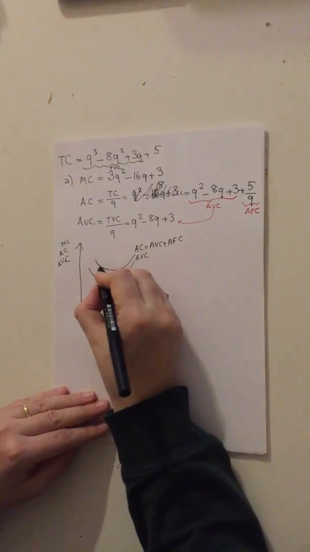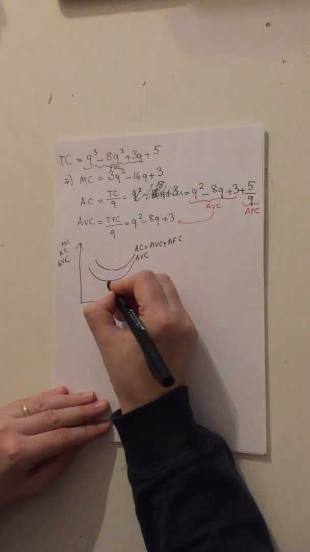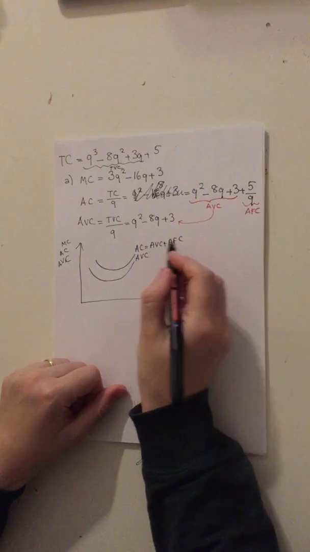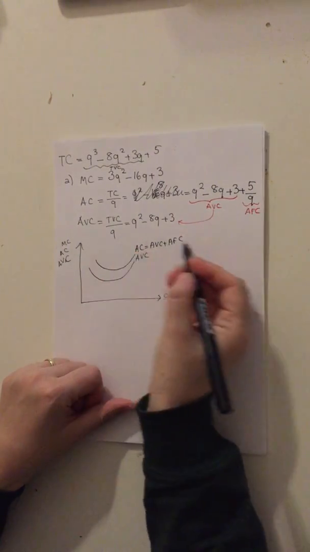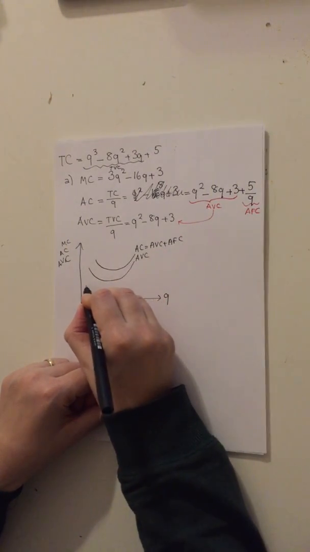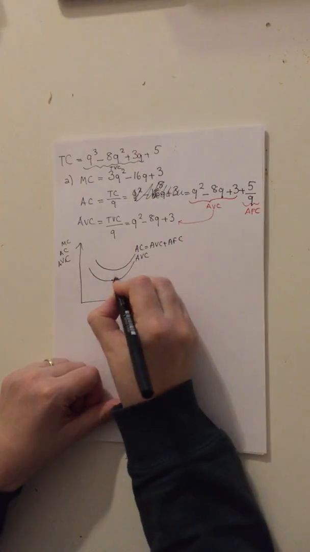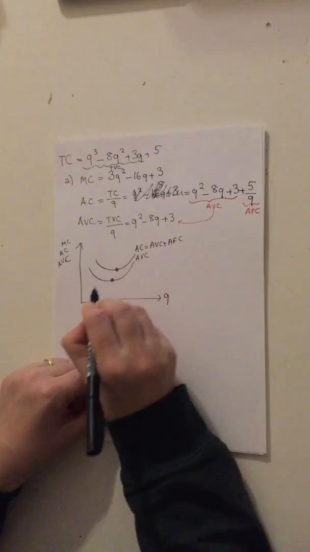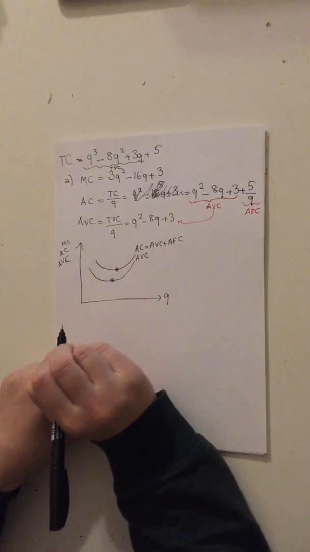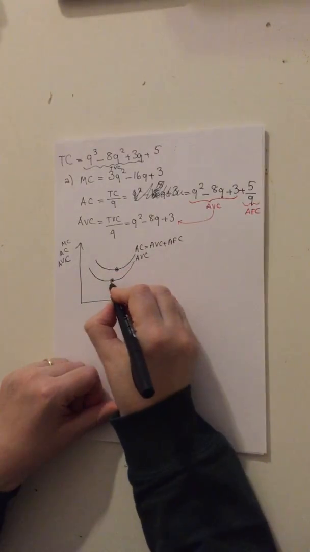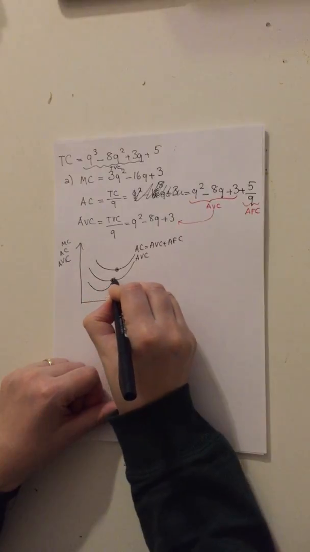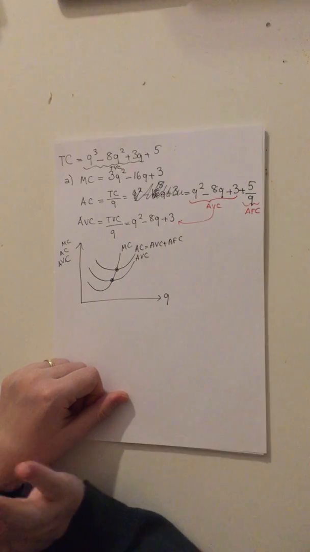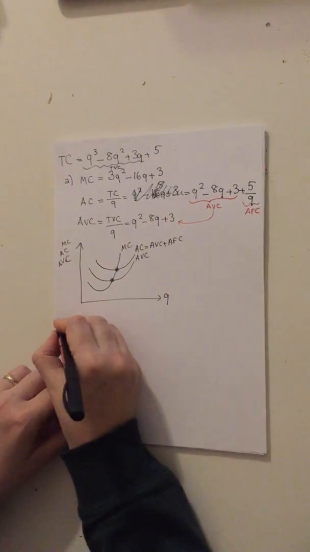Please remember the rule. The vertical difference between them is the average fixed cost, and it just decreases with the level of output. And the marginal cost is also second degree and U-shaped, and it will intersect average variable cost and average cost at their minimum points, just like that. That is the marginal cost function. Okay, that was question A.